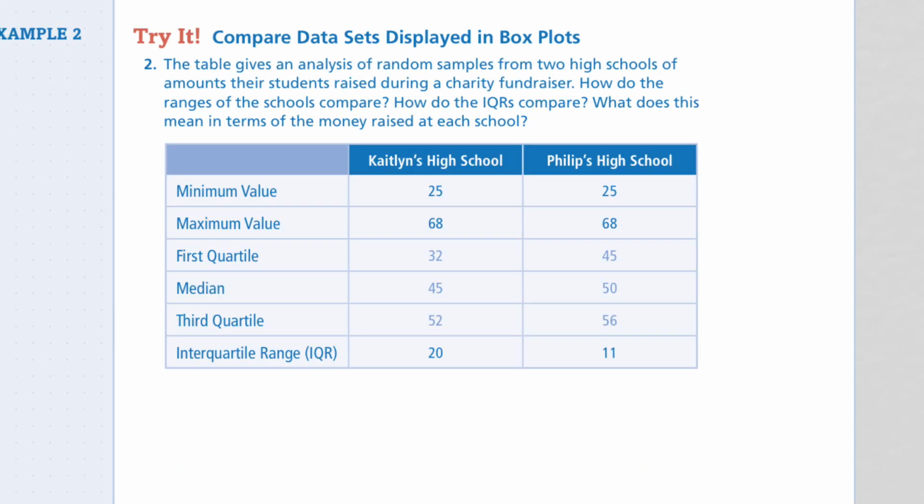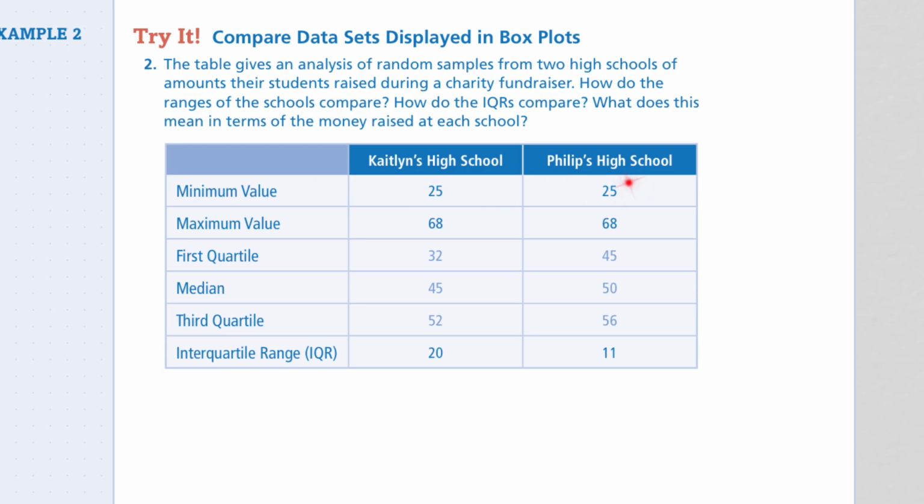Compare data sets displayed in box plots. The table gives an analysis of random samples from 2 high schools of amounts their students raised during a charity fundraiser. How do the ranges of the schools compare? How do the interquartile ranges compare? What does this mean in terms of money raised in each school? So we have the information for Caitlin's High School, and we also have the information for Phillips High School. I recommend that we create box plots on the same number line for both of them.